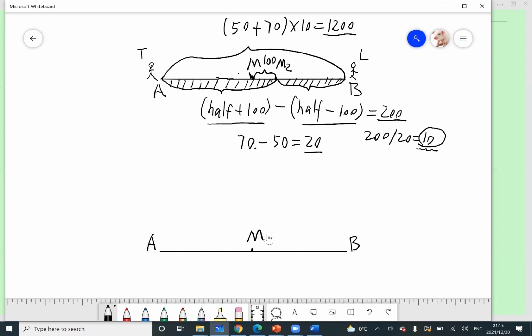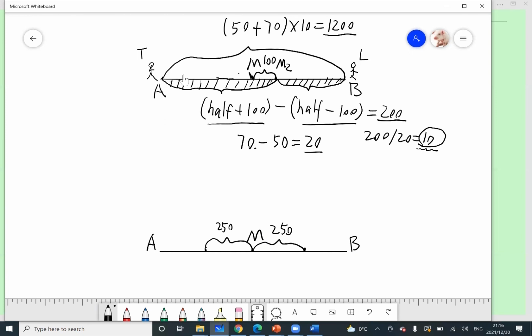Like the first case, it doesn't tell us on which side of the middle point they meet. They could meet here, 250 meters away from the middle point, or they could meet here also, 250 meters away. Abby, what do you think? On which side should they meet? I'm not sure. Okay, think this way.